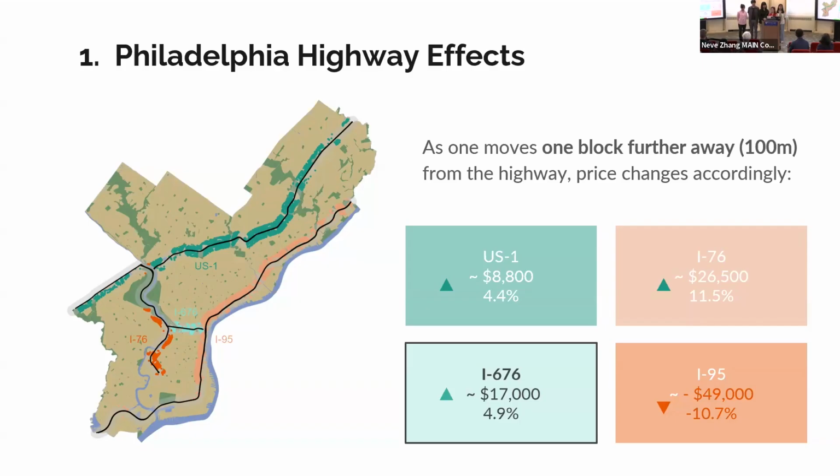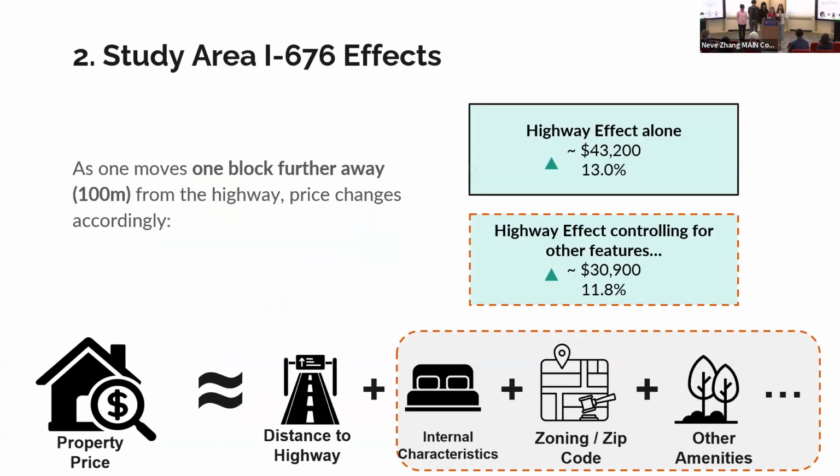The one exception to this is properties near I-95, where we see prices decrease by 10.7% as one moves a block further from the highway. We suspect that other factors, such as location preference on the east side of the city, are interfering with the expected highway effect. Neighborhoods like Old City, Queens Village, and Fishtown are home to many high-income Philadelphians who may have access to amenities that diminish the nuisance of nearby highways. This is our first inkling that highway effects might not be as strong as we expected them to be.